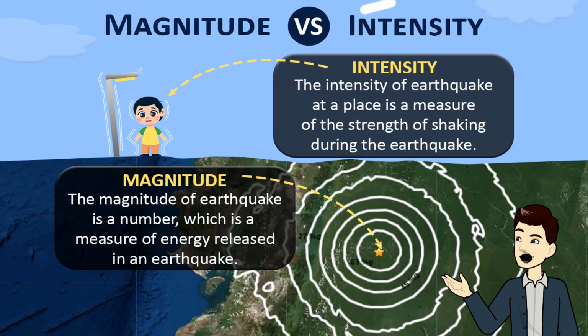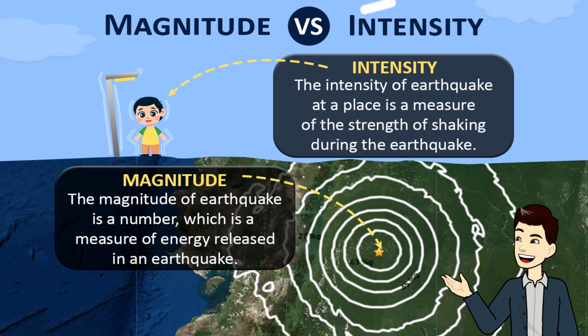There are two ways by which we can measure the strength of an earthquake: magnitude and intensity. Magnitude is proportional to the energy released by an earthquake at the focus. It is calculated from earthquakes recorded by an instrument called a seismograph. It is represented by Arabic numbers such as 4.8, 9.0.